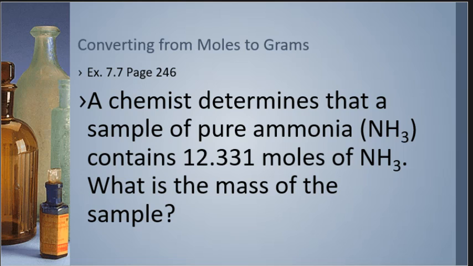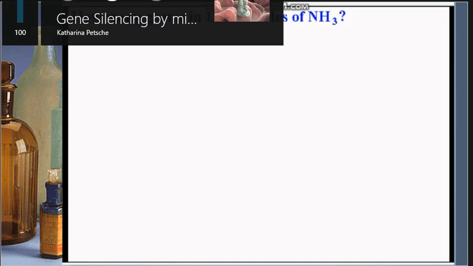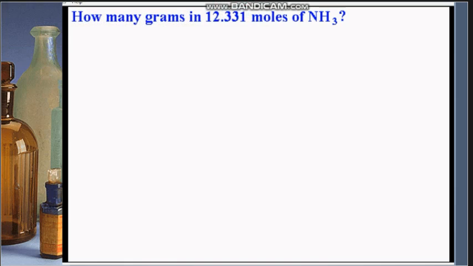Now that seems more practical here, because I'm going to be finding out what it's going to weigh. I'm looking for it in grams, right? I hate to tell you this, but we have this. Just means I don't have to do it, except it turns it around. Instead of converting from grams to moles, in this case we're going to convert from moles to grams. We know that there are 12.331 moles of NH3. The question is, how many grams is that?